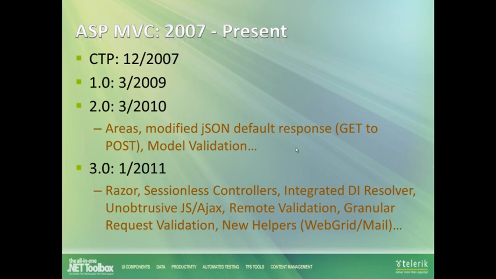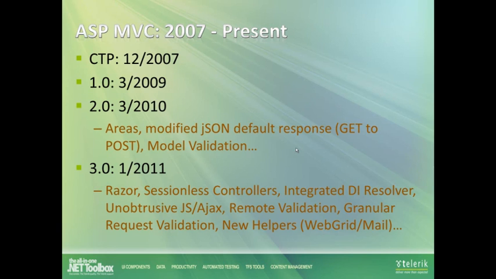Now, it's hard to believe that ASP's version of the MVC pattern is about 4 years old. The Community Tech Preview came out in December of 2007. Version 1 came out in March of 2009. 2.0 in March of 2010, and then the latest release, 3.0, came out just this last month, January of 2011. And this release is a very significant release.